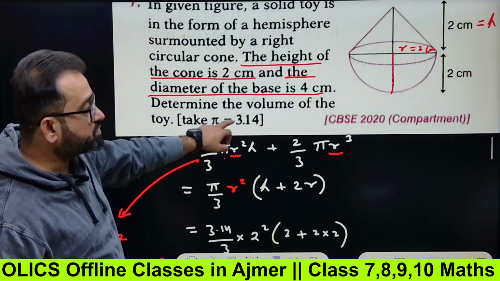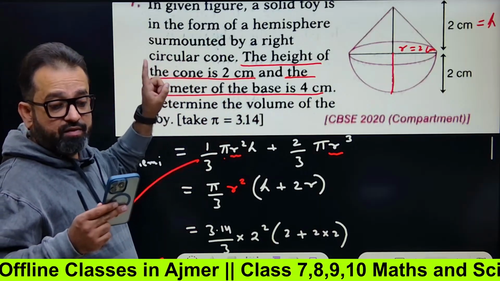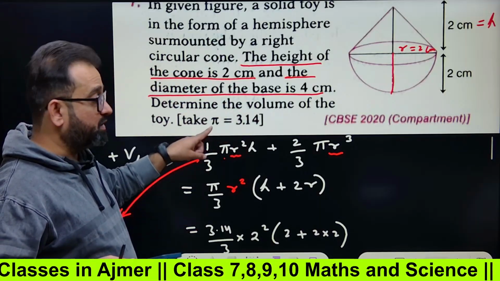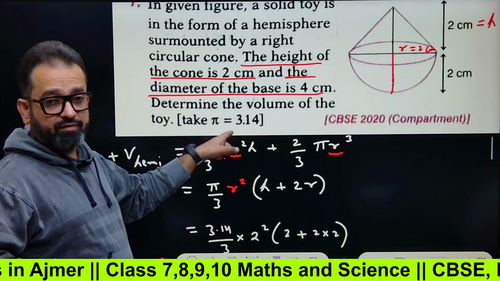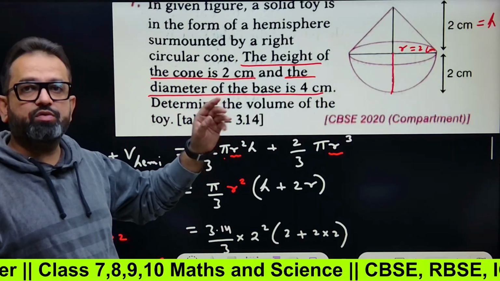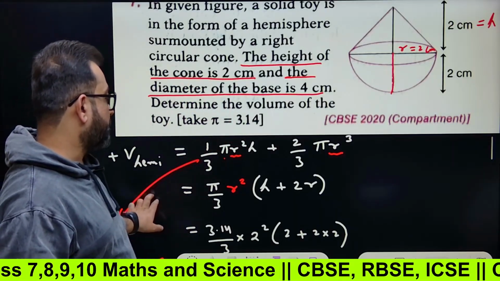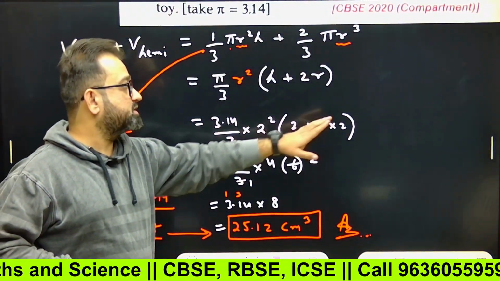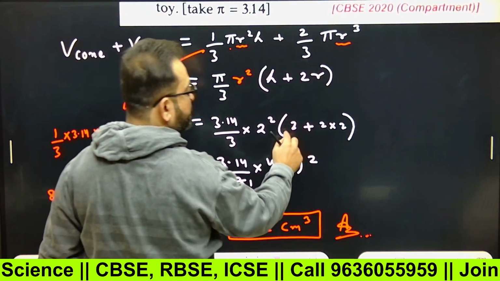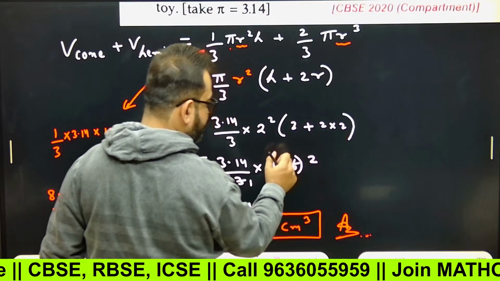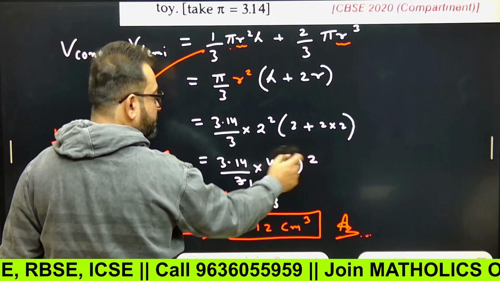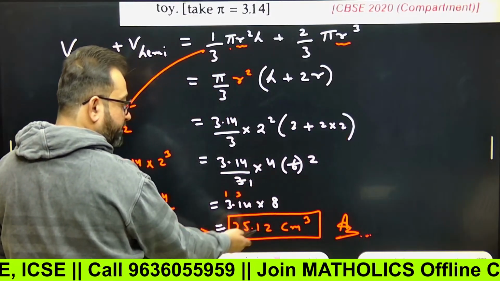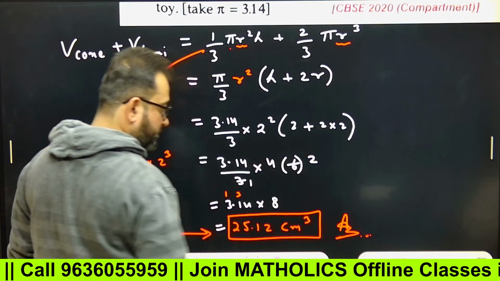Pi, it is given, use 3.14. Specially focus on the values that are given. If it is given 3.14, use 3.14. If nothing is given, you can use 22 by 7 only. Okay. Now this is 3.14 by 3 into 2 square into 2 plus 2 into 2. Values put. And 2 into 2 will be 4, 4 plus 2, 6. So 3 and 6 cancel out, 3 twos are 6, 4 to the 8. 8 into 3.14. Answer will be 25.12 centimeter cube.